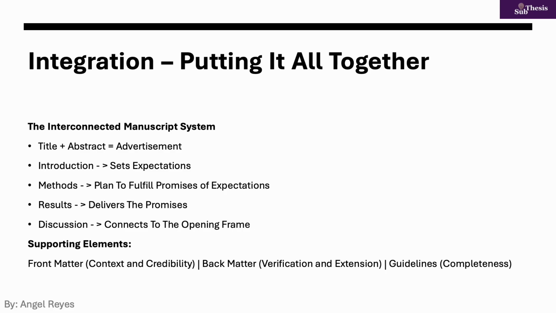Reporting guidelines ensure nothing crucial gets forgotten. This isn't a rigid template, it's a flexible framework. A case study might emphasize context over generalizability. A theoretical paper might privilege conceptual development over empirical results. But all successful papers share this internal coherence, where every section serves the overall narrative. The goal isn't just publication, it's communication. Every structural decision should ask, does this help readers understand and evaluate my research?